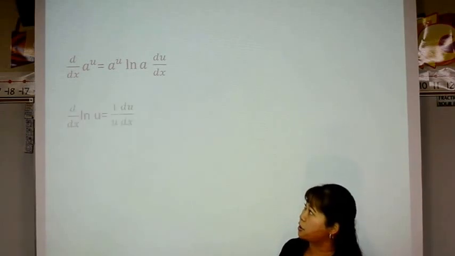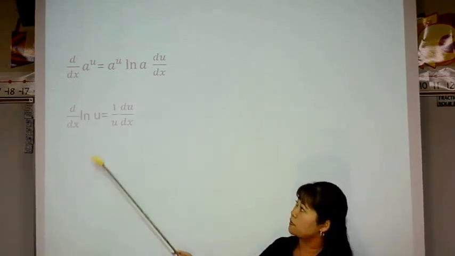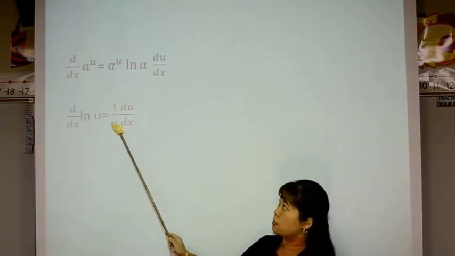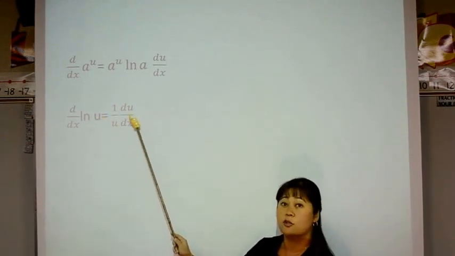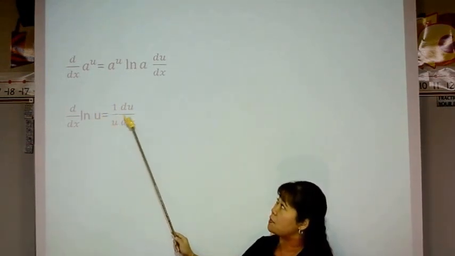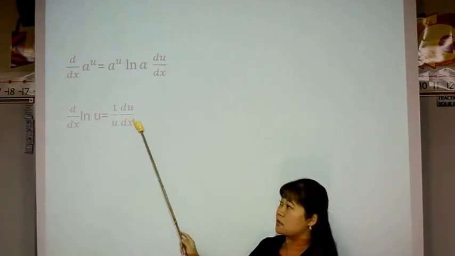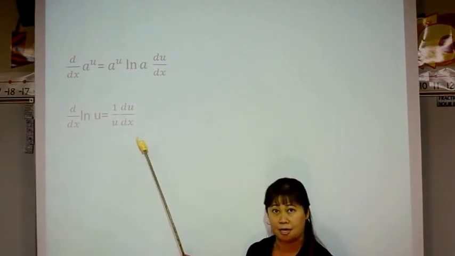Okay? Second one is ln u. The derivative of ln u is 1 over u. So anything that's inside right here, that's what we're going to put there, and then the derivative of u. Again, that's the chain part of it. If you notice, all of these, same thing as the arc functions, have chains after that.